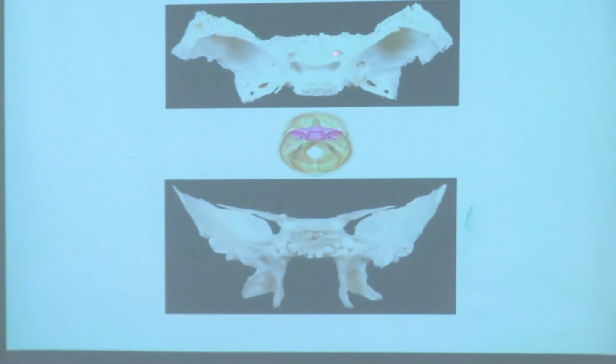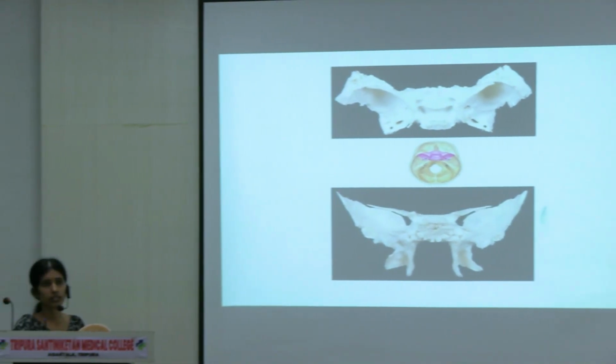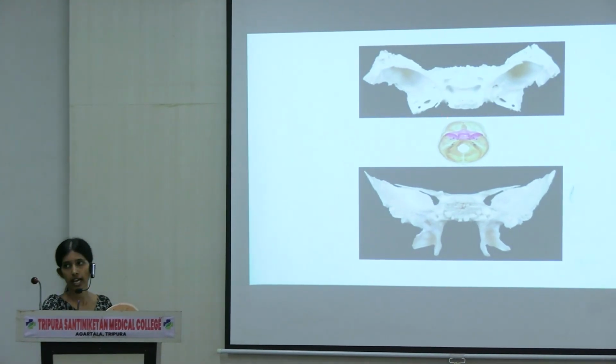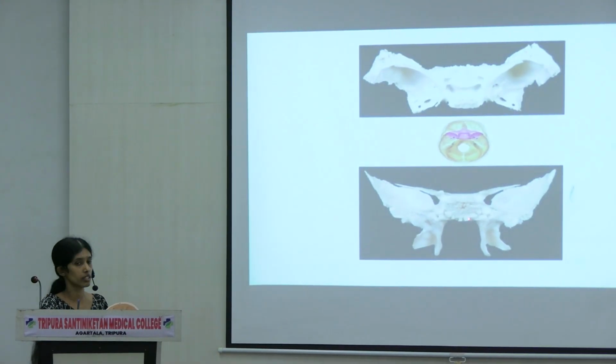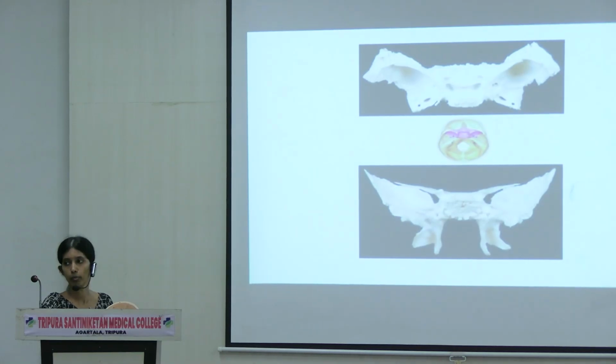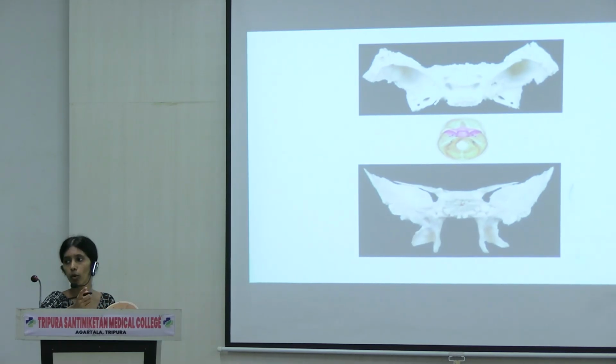This is your sphenoid bone which I was talking about. The first picture is from the anterior view. The second picture is a posterior view of the sphenoid bone, and this pink structure will show where exactly your sphenoid bone is present. Basically the foramina present in your sphenoid bone will ultimately open into your middle cranial fossa part.